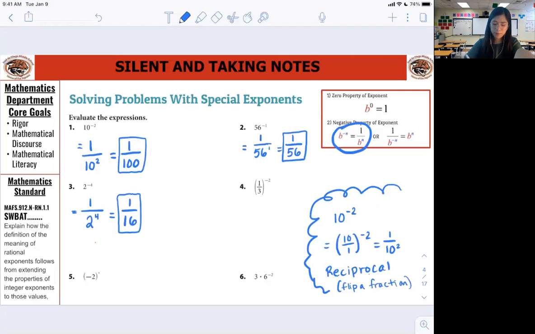So take a look at number 4. What is the reciprocal of 1 over 3? 3 over 1. Good. 3 over 1. So I take the reciprocal. My exponent now is positive, and 3 over 1 is the same as 3. So this is 3 squared, which is 9.